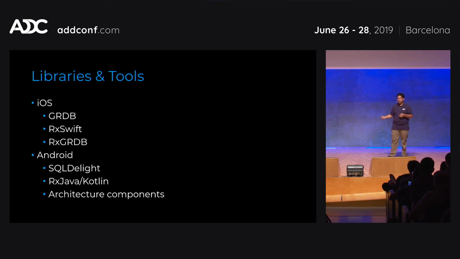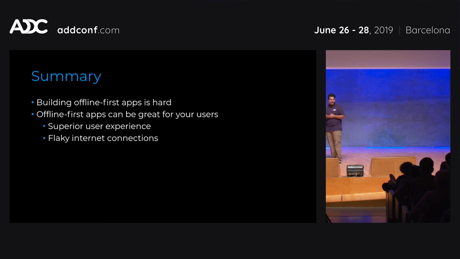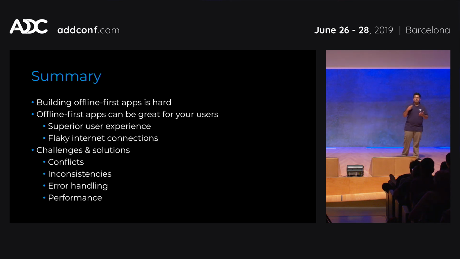So let's summarize. Building offline-first apps is hard. Hopefully, I've told you why. Don't do it if you don't need to. But offline-first apps can be great for your users for 2 reasons. One, they can offer a superior user experience with a low latency, and they are resilient to flaky networks. Some of the problems that we talked about: you have to deal with conflicts, you have to deal with inconsistencies, error handling is messy, and performance is something you need to worry about from the get-go.